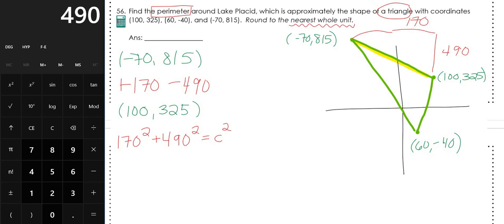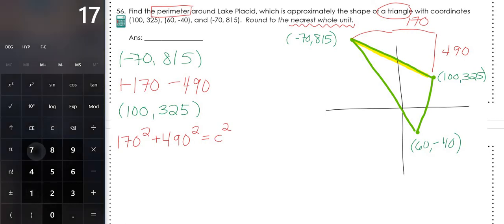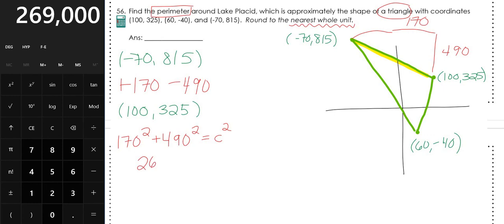I'm going to use my calculator for this. 170 squared plus 490 squared equals 269,000. 269,000 equals c squared. So if I square root it, the square root of 269,000, I get the length of c, which is what I want, the length of my first side.